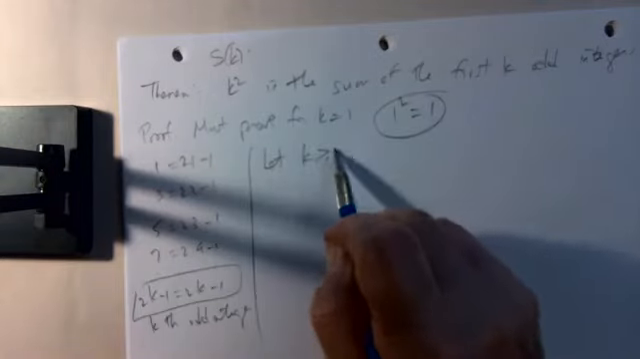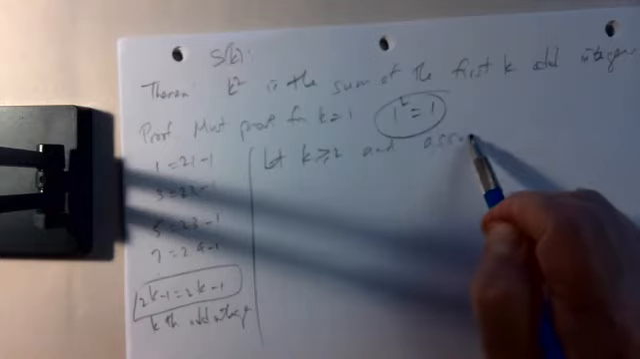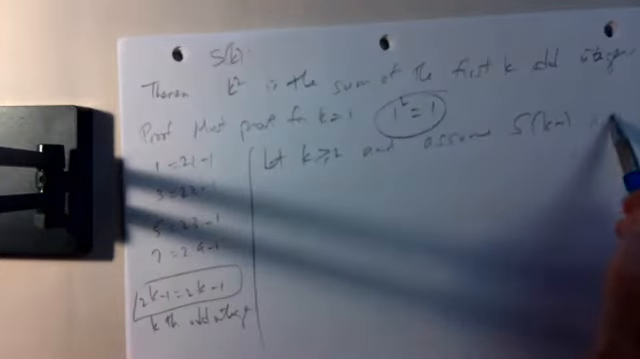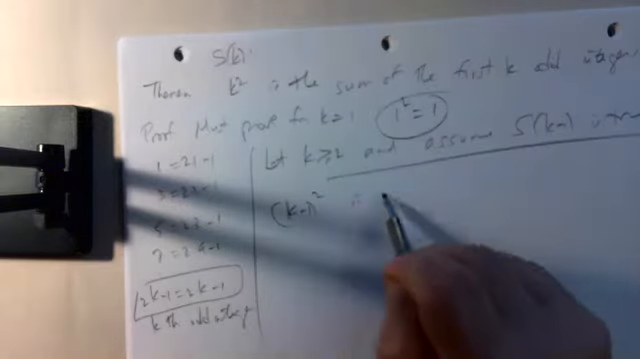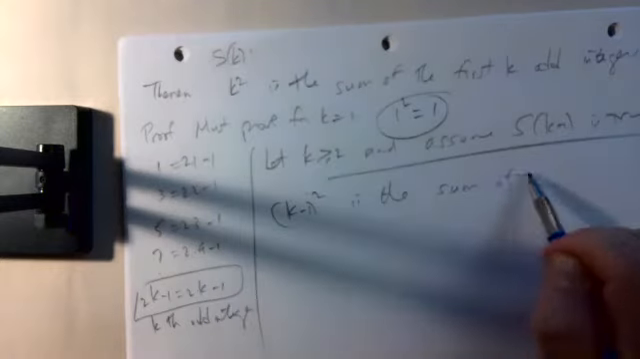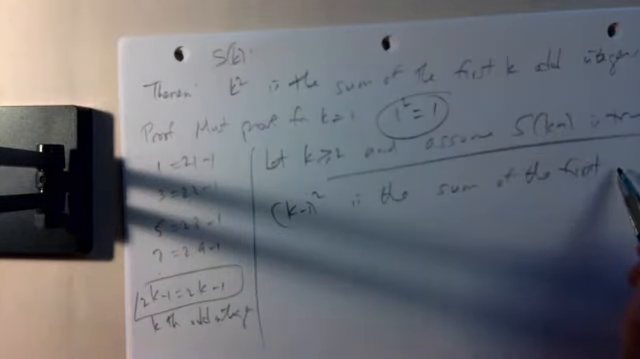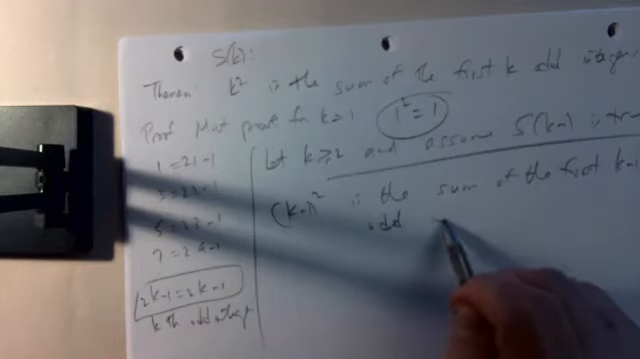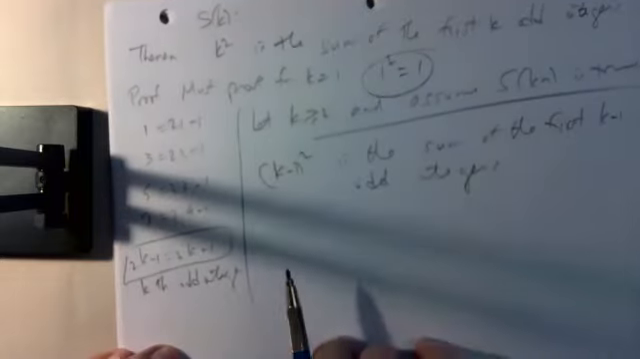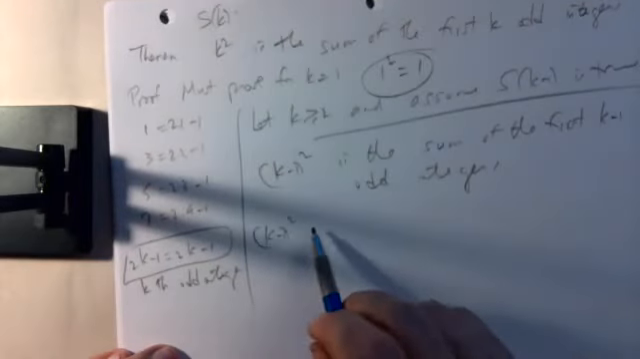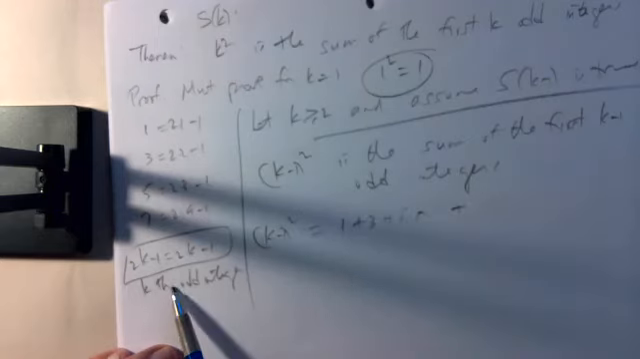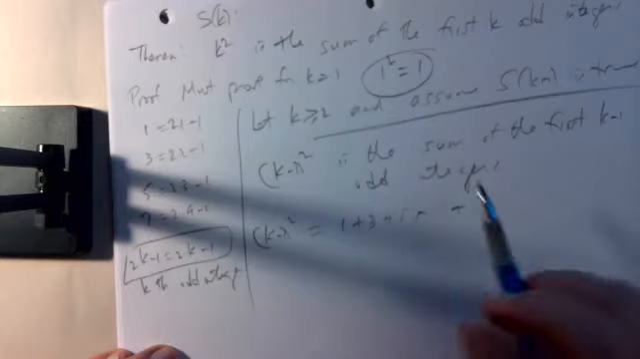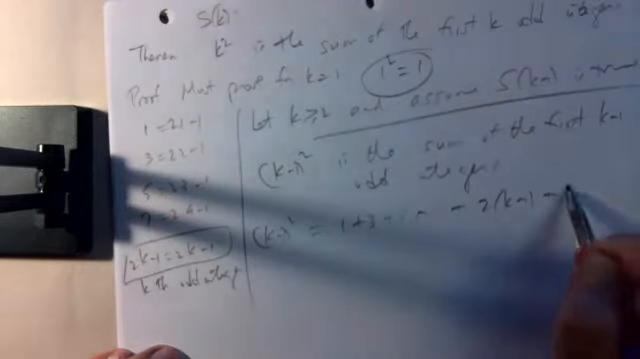Now let k be at least 2, and assume S of k minus 1 is true. What does that mean? That means that k minus 1 squared is the sum of the first k minus 1 odd integers. So k minus 1 squared is 1 plus 3 plus 5, and so on. This is the kth odd integer. What is the k minus first odd integer? It'll be 2 times k minus 1 plus 1.